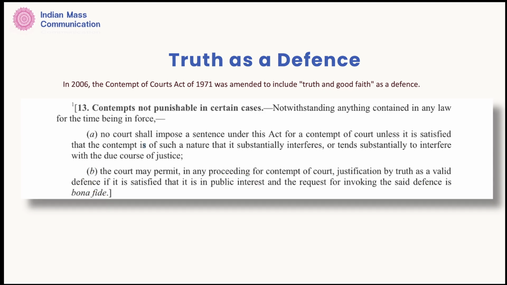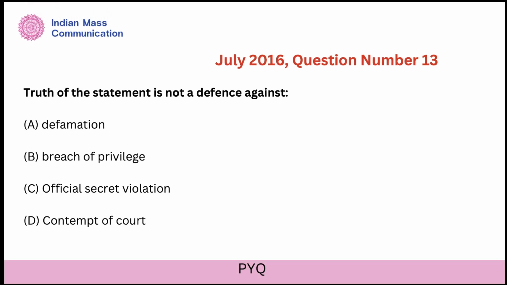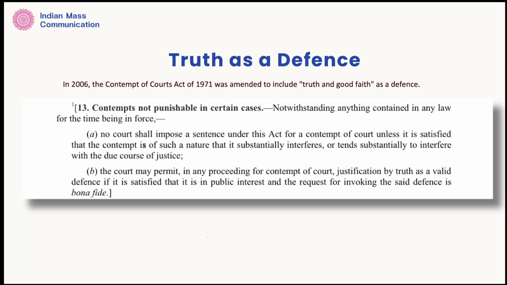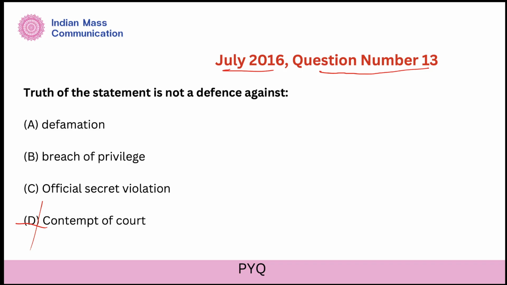So guys, there has been a question in UGC NET Journalism and Mass Communication. This was July 2016, question number 13. The question reads, truth of a statement is not a defense against. We also discussed this question when we were learning about defamation. The answer given by NTA is contempt of court, which is unfortunately wrong, because section 13 clearly states that justification by truth is a valid defense if it is satisfied that it is in public interest and it is with good intention. So this question is actually wrong. It should have been claimed. So in defamation also, truth is a defense against defamation.